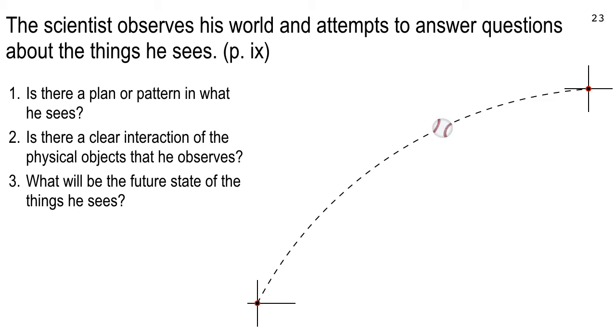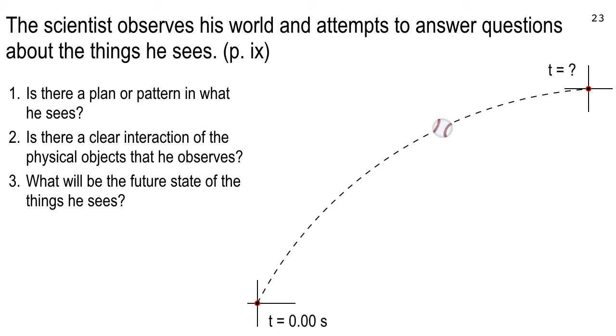What will be the future state of the things that he sees? He wants to predict the outcome. Will the center fielder catch the ball or not? Or is it a home run, for instance? So, he figures, all right, at time t equals 0 down here, where the baseball starts its flight, and how long does it take to get up there?